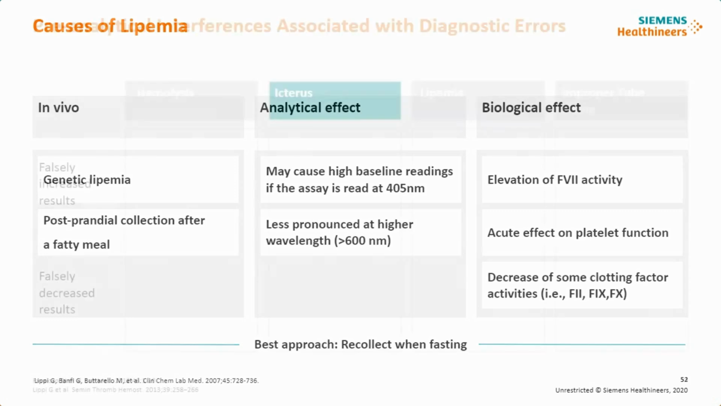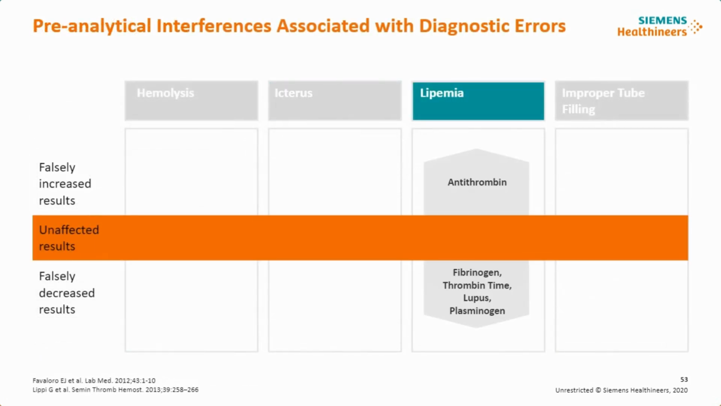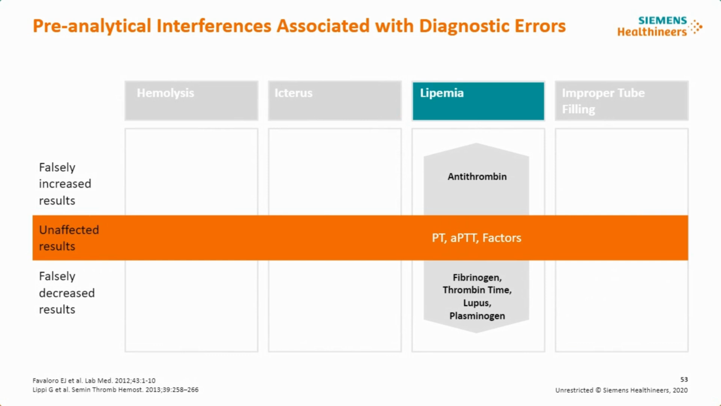But what effect does lipemia have on coag testing? Here again, you can see falsely increased as well as falsely decreased results. Increased would be antithrombin; decreased perhaps could be fibrinogen, thrombin, lupus anticoagulant, and/or plasminogen. But your unaffected assays would be your PT, PTT, and some of your factor assays.